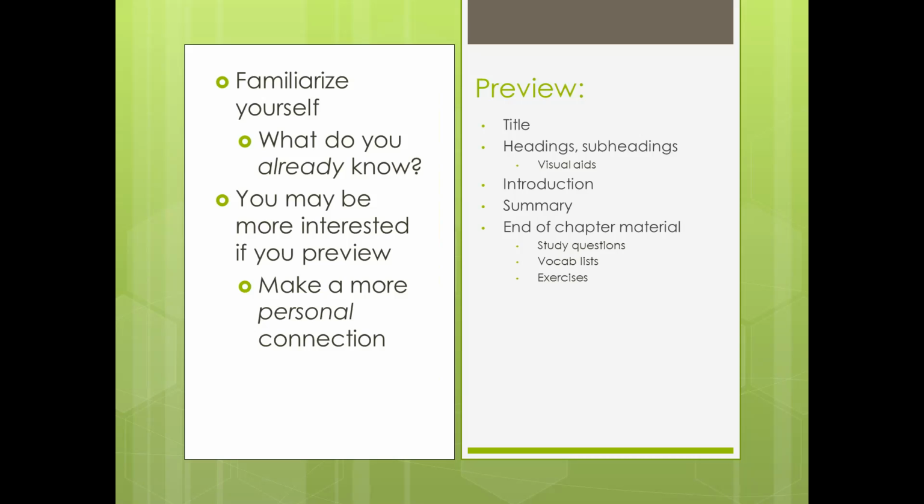Previewing asks you to move through and highlight a couple of specific components as you're looking at the approach to reading a particular portion or chapter or section. Look at the title of the chapter or section. Review the headings and subheadings that run throughout the chapter. Look at and read the introduction. Then go to the end and read the summary and review any kind of chapter concluding material like study questions, vocab lists, or exercises that might be offered, especially if you're not assigned any of them.